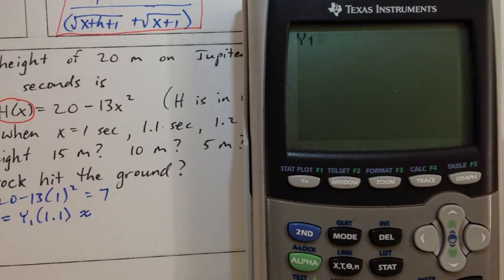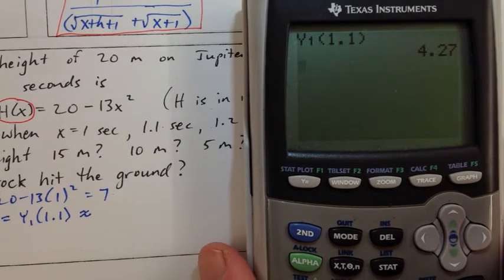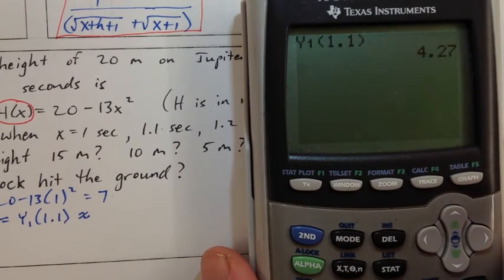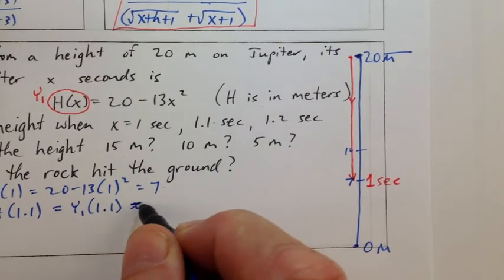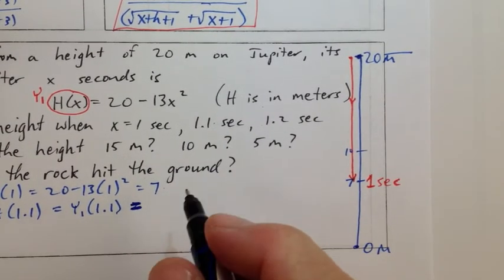By the way, all that stuff that we just talked about that took about a minute to explain takes about 5 seconds to do when you understand what to do. So we want y1 at, and then we're going to plug in a 1.1 and close the parentheses. You don't need to close them, but it's a good habit to be in. Enter, and we get 4.27. That's actually equal to 4.27, so we don't need the approximate equal symbol.